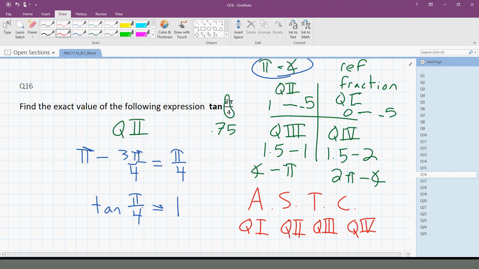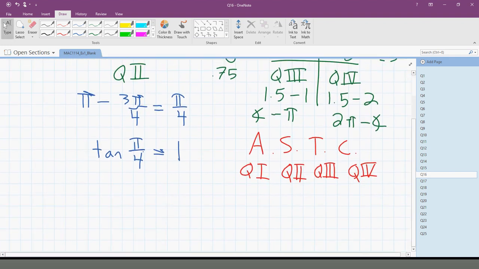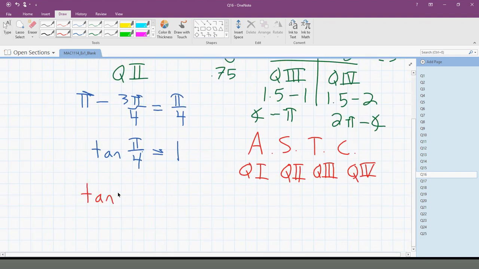So this is the last thing you have to consider with this answer. So 3 pi over 4 is in quadrant 2. And in quadrant 2, sine and cosecant are the only ones that are positive. So what does that tell you about the tangent answer then? That it has to be negative. And that's the answer.